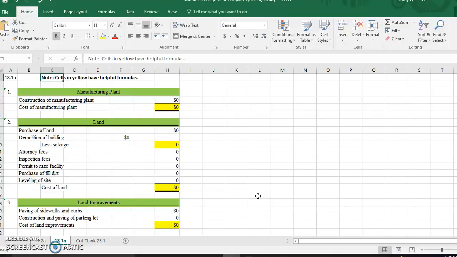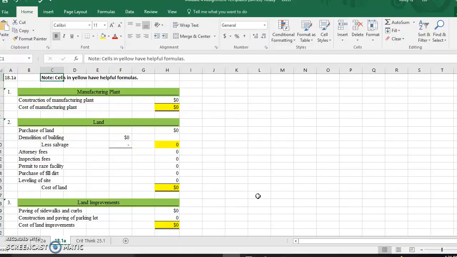So on this one here, on 18.1a, again, we are on page 627. So you're determining the cost to be capitalized for acquisition of an asset. So it gives you all of the information there just in that first paragraph. And then you need to compute the capitalized cost for the manufacturing plant, the land, and the land improvements.